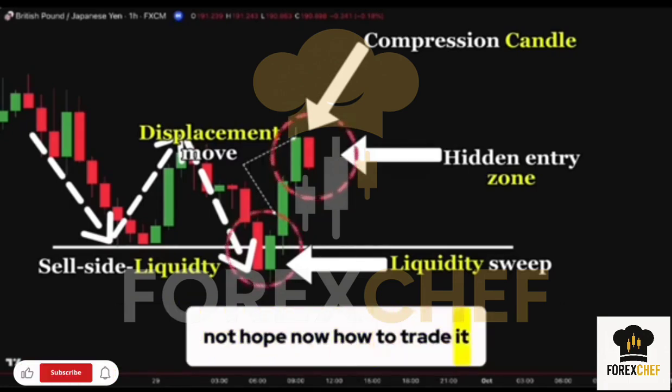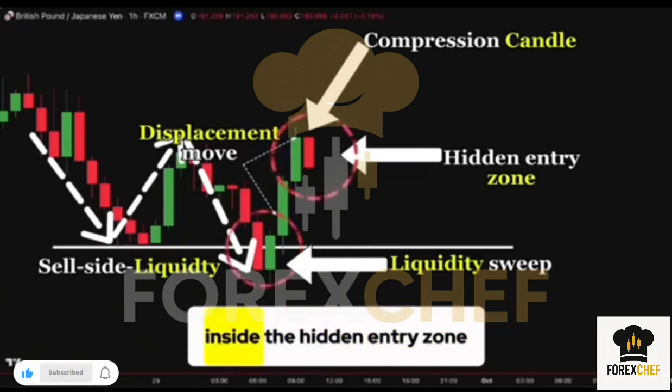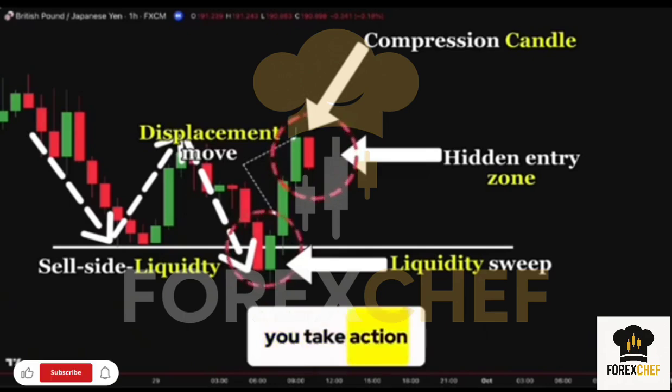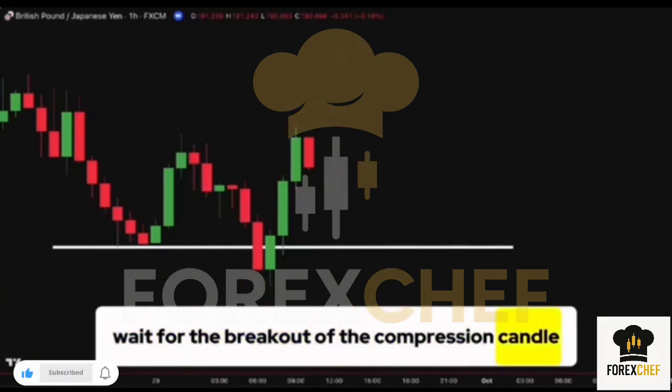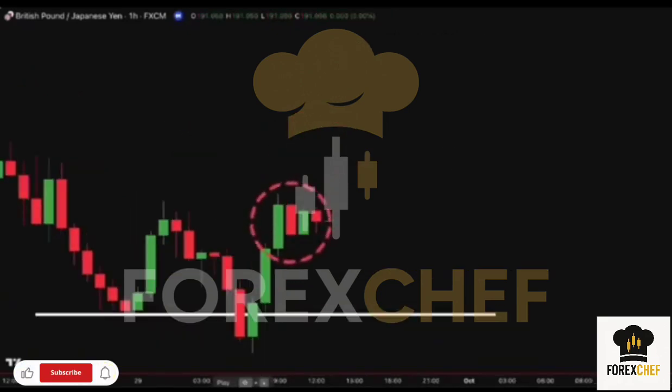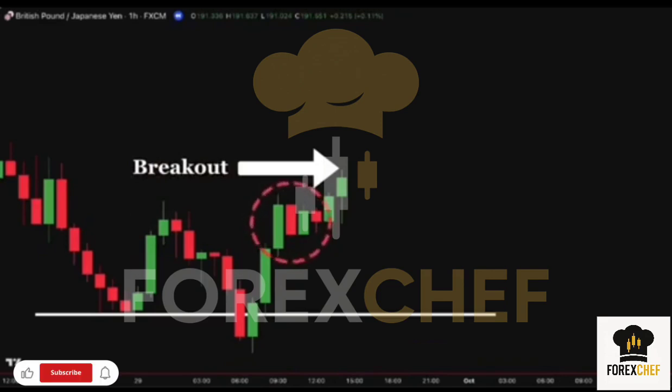Now, how to trade it? Once the compression candle forms inside the hidden entry zone, you take action. Wait for the breakout of the compression candle. You might be asking, why the breakout? Because the breakout signals the end of the pause and the continuation of the displacement move.